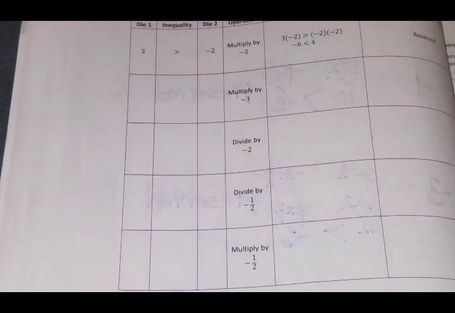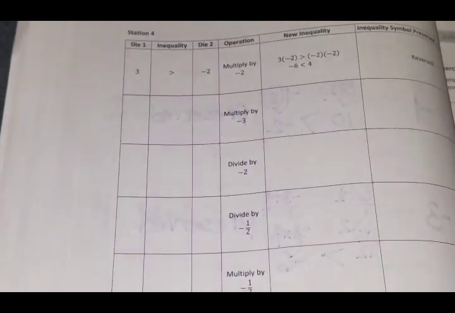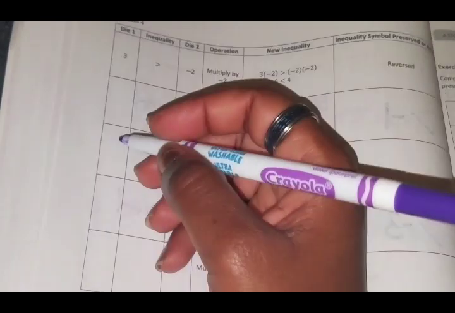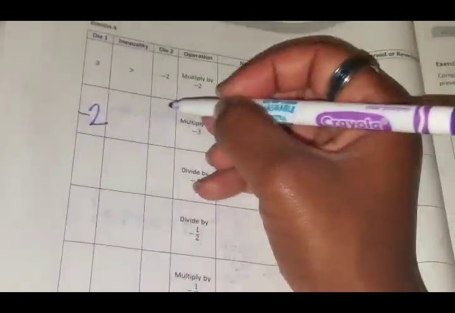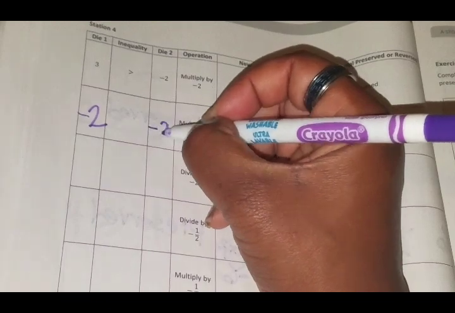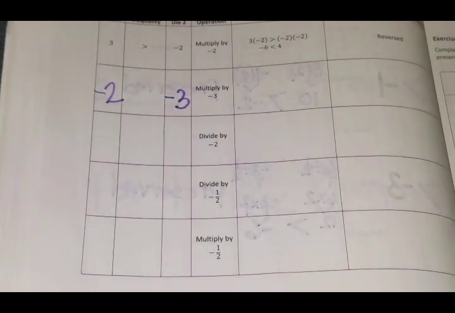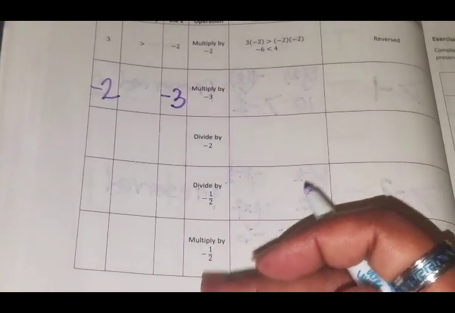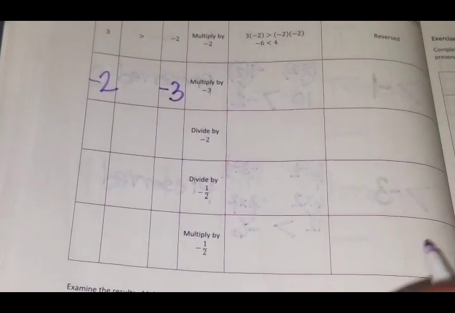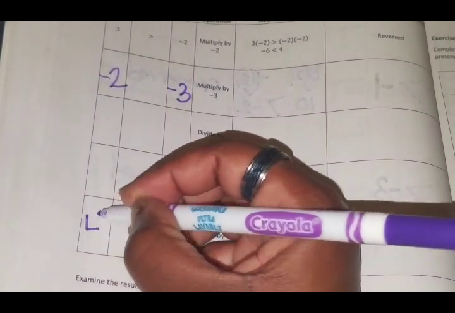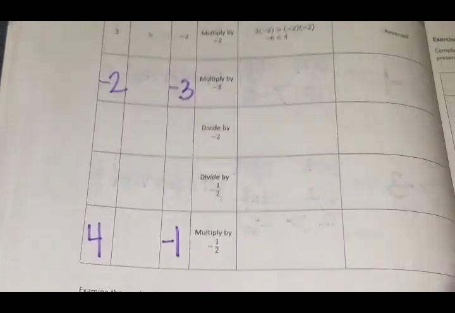Okay, so let's look at station 4 here. Station 4, I didn't have any pre-rolled dice. So let's say we roll a -2 and a -3. And then let's say, let's do this, multiply by a -1/2. Let's say we have 4 and -1.